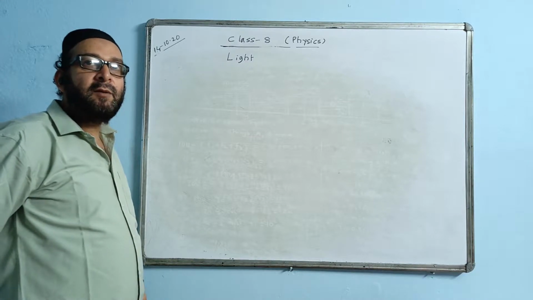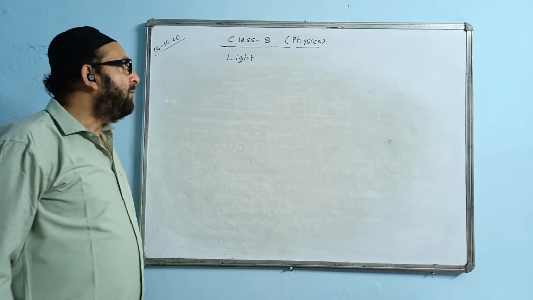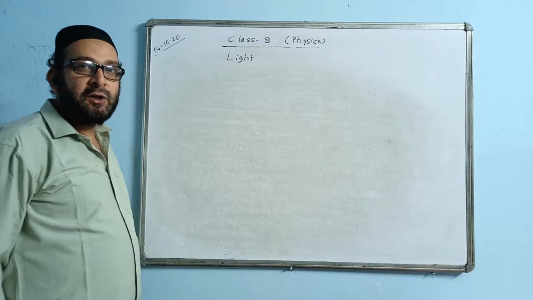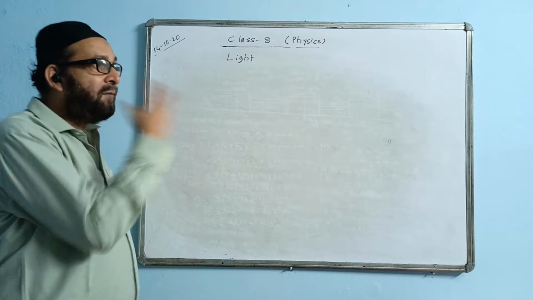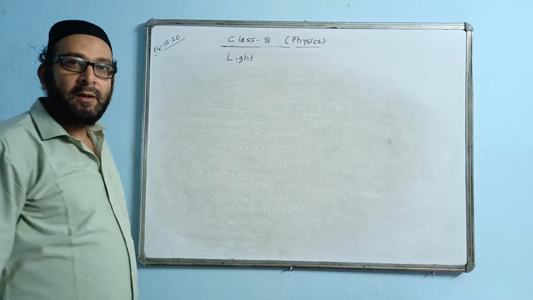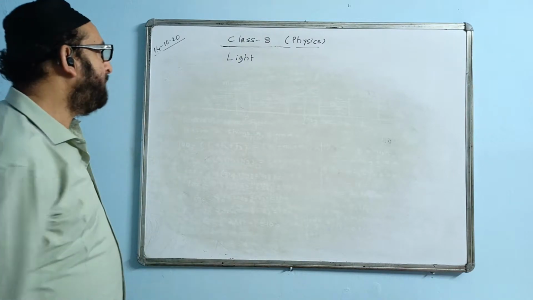What is light? Light is the form of energy which causes the sensation of visibility. Due to light, we are able to see an object. We are able to visualize an object.